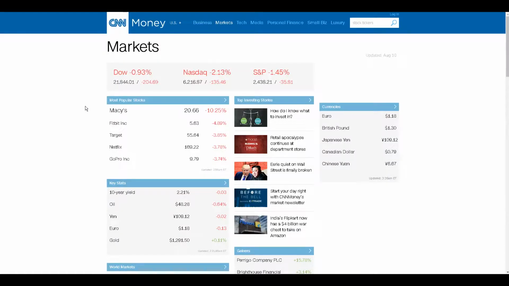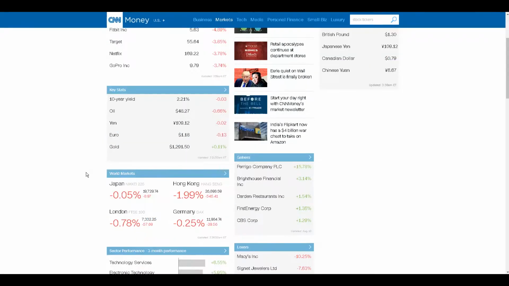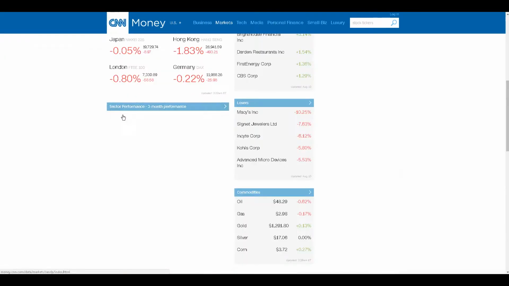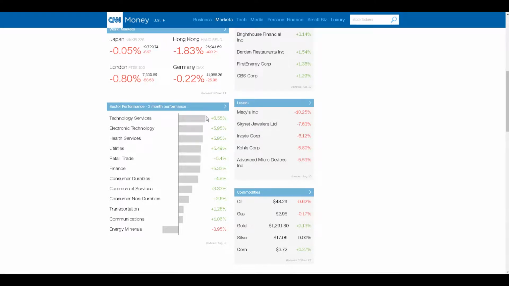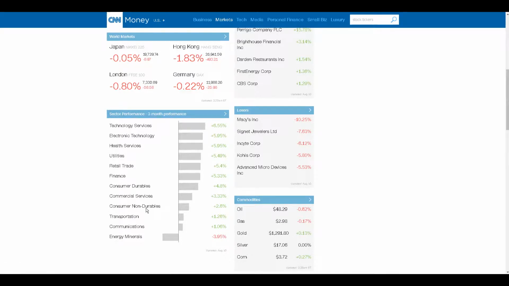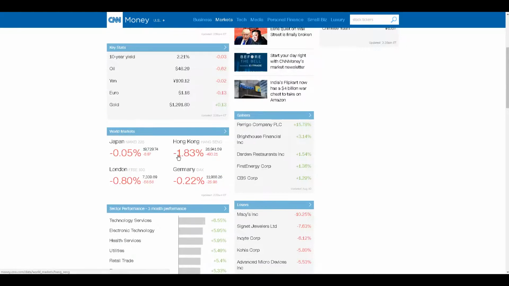Now another one I like to look at is CNN Money. I like to look at this one mainly for the sector performance, and it gives really nice sector performance for the 3 months, which I just clicked on. But it shows that technology is very much in the lead, followed right behind by other electronic technology and healthcare services and so on. So I like this one for the visual sector performance.